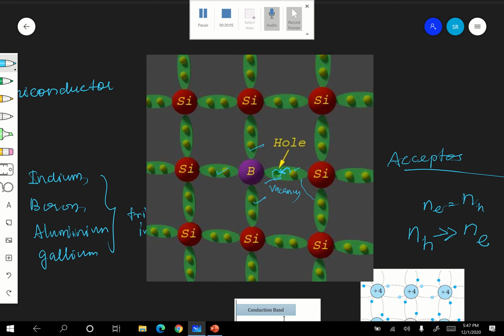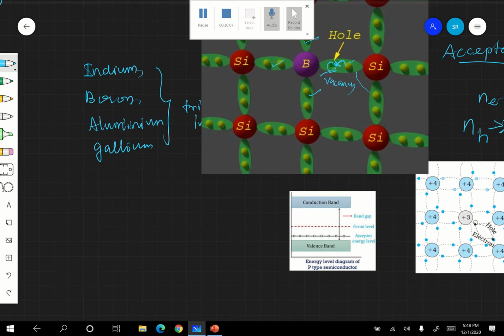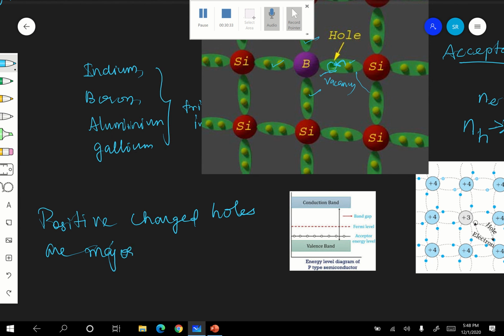I told you already in the previous class that holes take the seat of positive charge. Therefore positive charge holes are more when compared to negatively charged electrons. Here positive charges are dominant. Holes are majority carriers. Why? They are very large in number. Ne equal to NH is always there.